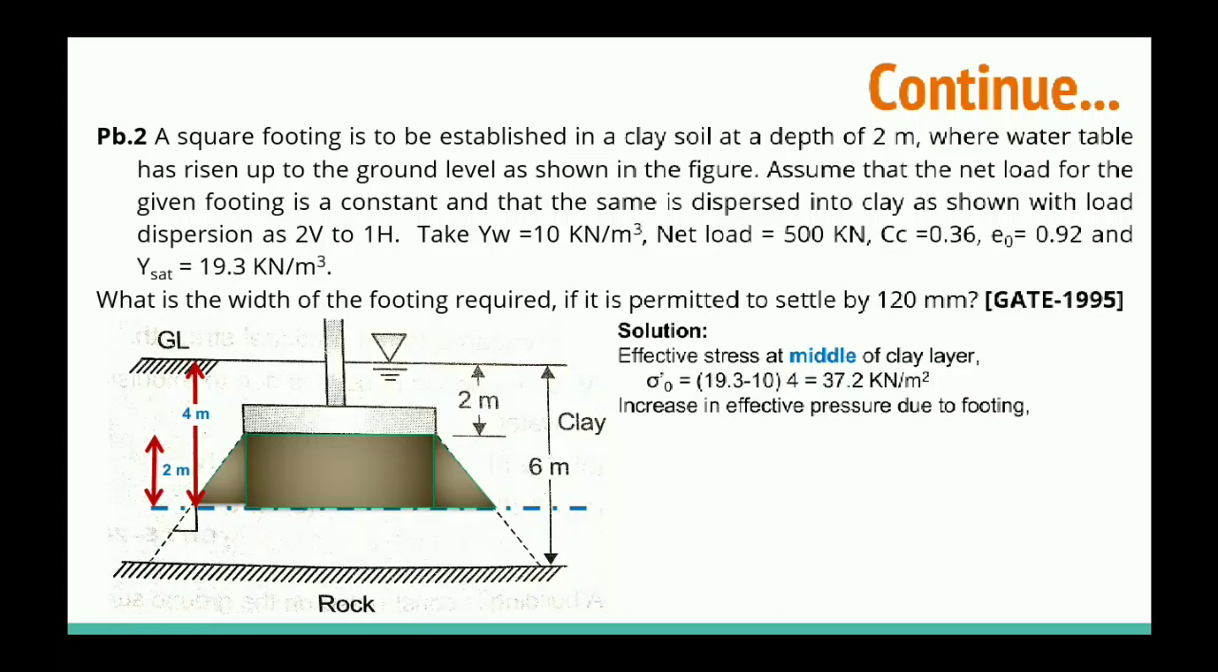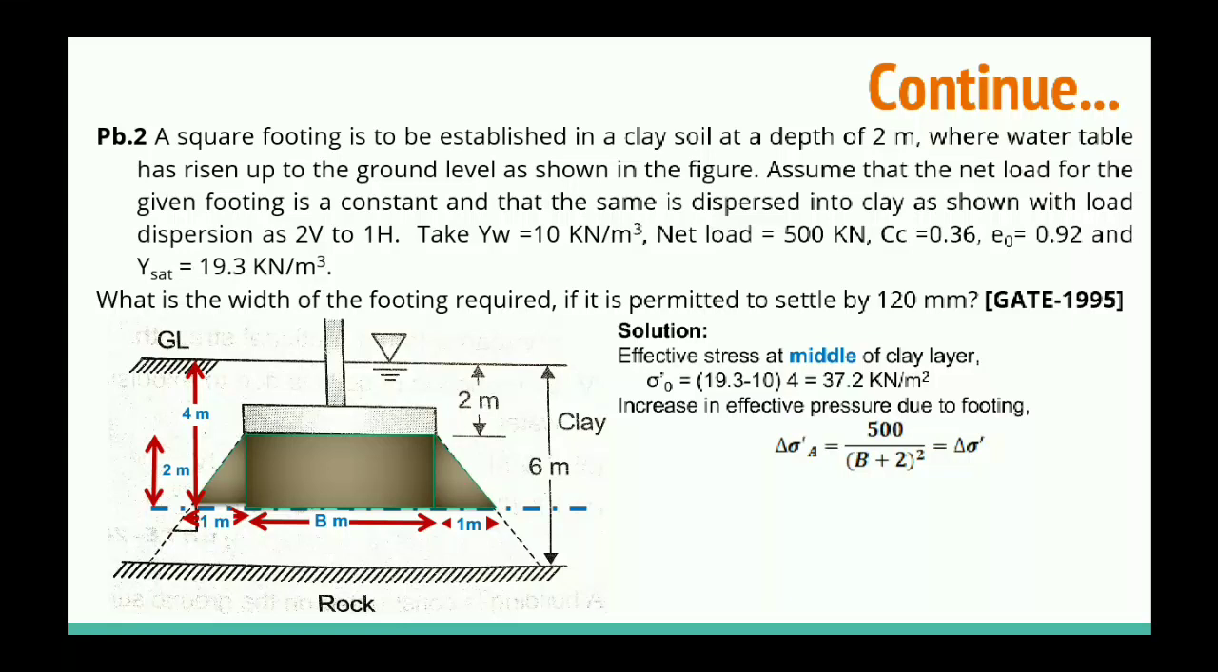Okay, so if it is 2 vertical, then the dispersion is 1 in horizontal. So the vertical height here is 2 meter, so the horizontal would be 1 meter obviously, 1 meter from the left and 1 meter from the right, and the middle is B. So we can write the total width of the dispersive area as B plus 2, and the dispersive area is also in the shape of a square. Are you getting my point? Whatever the shape of the footing, it would be the same shape of this dispersive area. Are you getting my point? Okay.